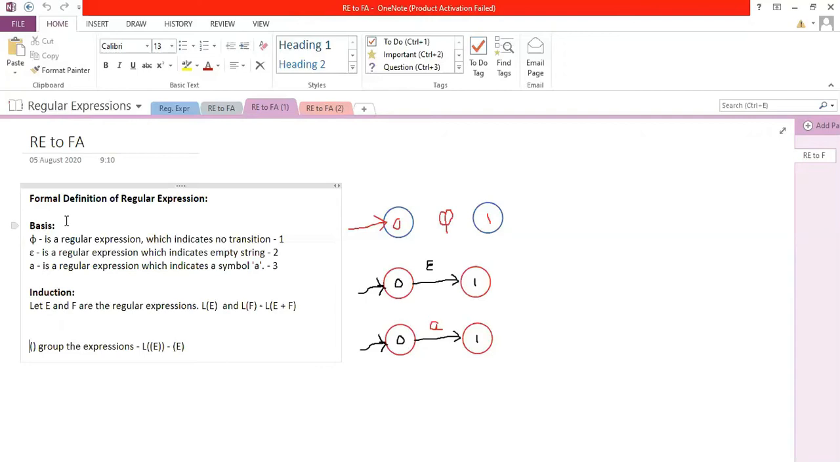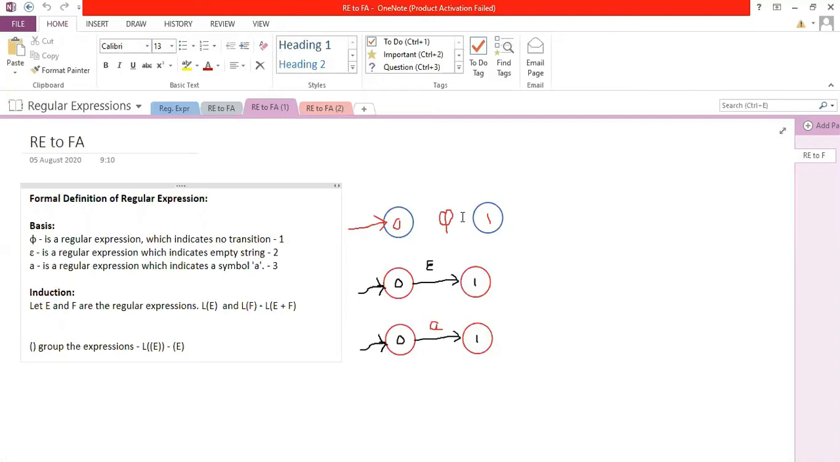The basis part, as we specified, has three symbols: null, epsilon, and a. You can easily see on the right hand side of the window how we represent null, epsilon, and a. For null, there are two states, and if there is no transition between these two, we represent it as null. Anyhow, that need not even be drawn. Whenever there is no transition edge, let us assume there is no transition at all.